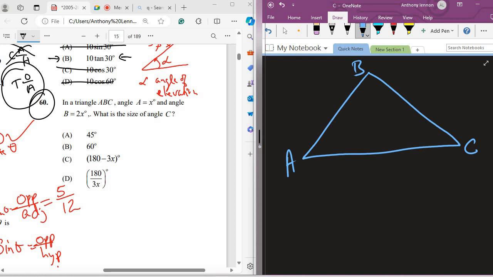So we're going to label the triangle ABC. Put A, B and C anywhere you want to. But now we need to identify that angle A is x degrees in measurement, so we put that in. Angle B has 2x in measurement. Put that in, right? And they want us to find what? The size of angle C. This is what we want to find right here.